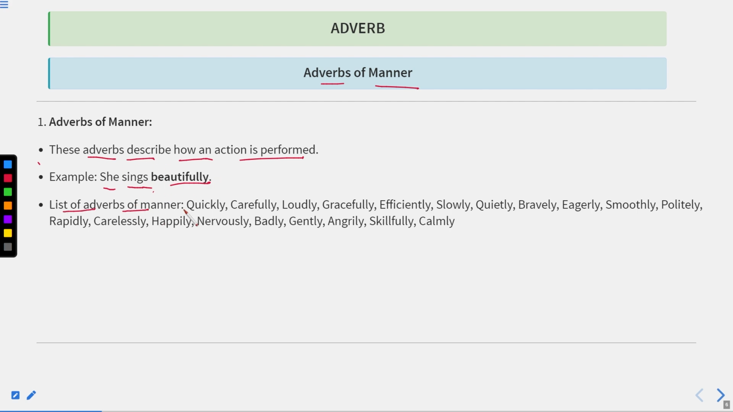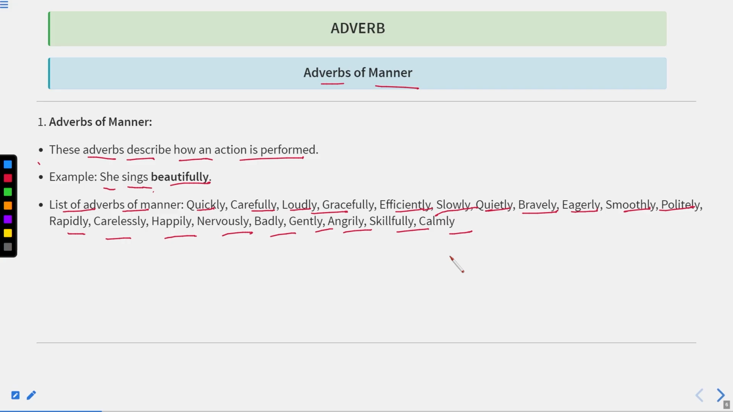List of adverbs of manner. So here we have some adverbs of manner. That is quickly, carefully, loudly, gracefully, efficiently, slowly, quietly, bravely, eagerly, smoothly, politely, rapidly, carelessly, happily, nervously, badly, gently, angrily, skillfully, or calmly. Okay, quickly means in a quick manner. Okay, carefully with so much of care, loudly in a loud voice, gracefully in a decent manner. Efficiently with the skills, showing his skills. Okay, with using some tricks.